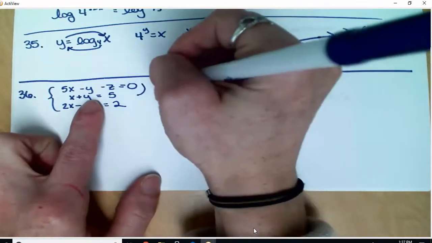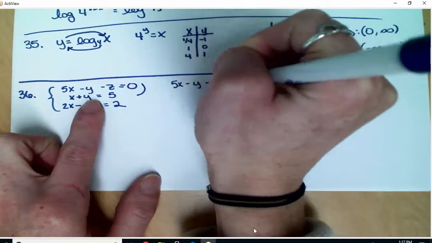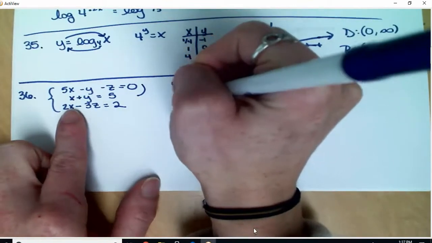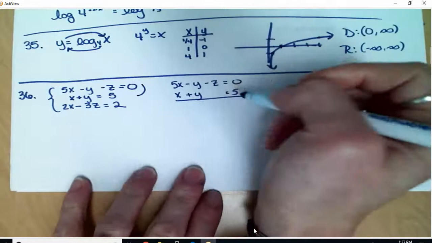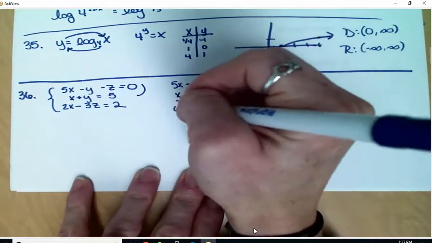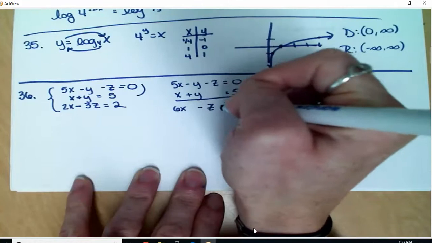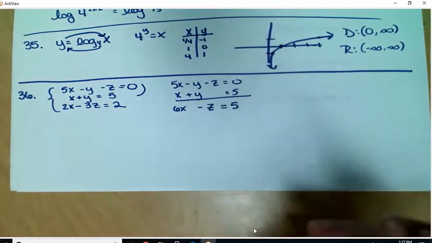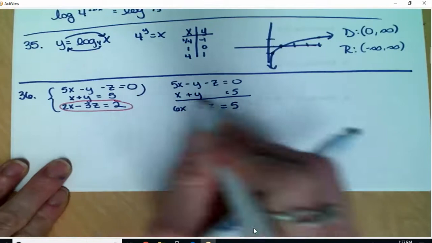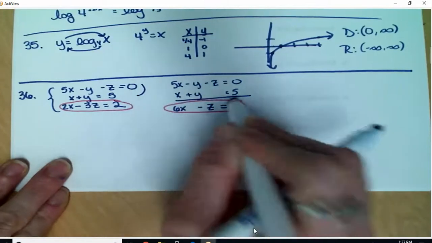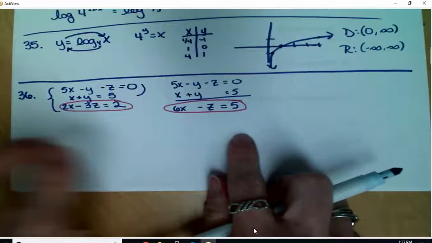If I'm going to add these, do I need to multiply by anything first to make my y's cancel? No. All right. Even easier. So 5x plus x will give me a 6x. Those y's drop. Got a minus z equals 5. So now I'm going to take these 2 equations. Neither one of those has a y, so I'm going to put them together and eliminate another variable.